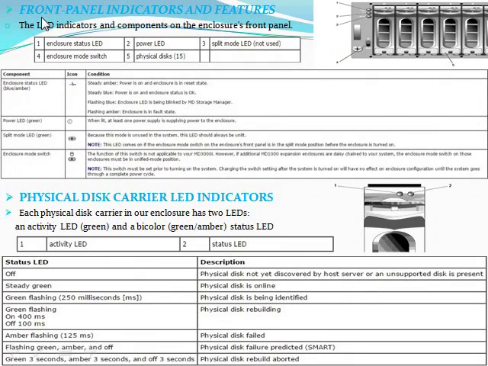Now, after removing the front bezel, we can see this front panel, where we see the physical disks also. In there, I already marked out the LED indications and the physical disks where they are placed. Previously, I already mentioned the enclosure status LED, power LED, split mode LED.